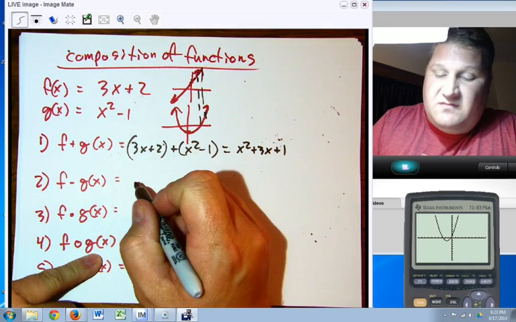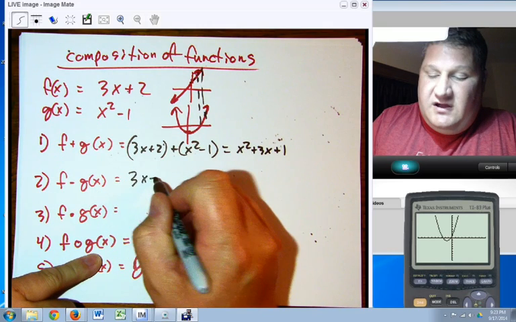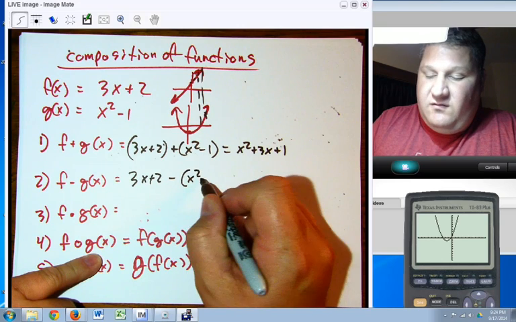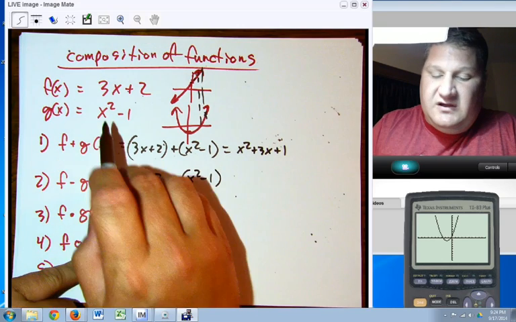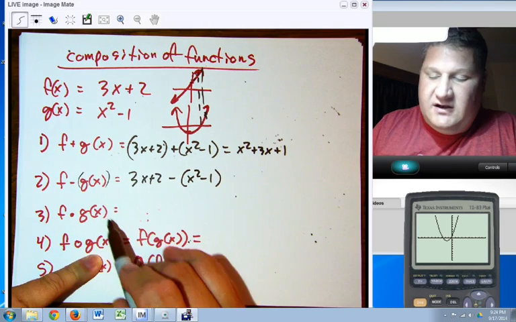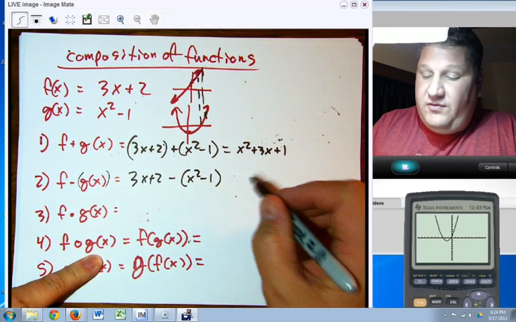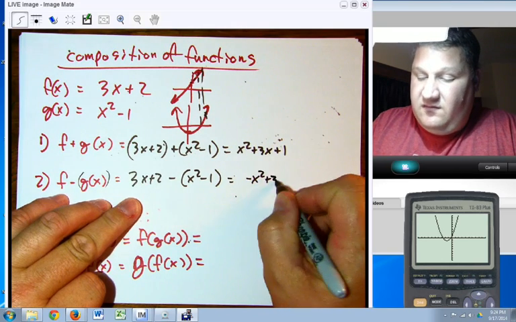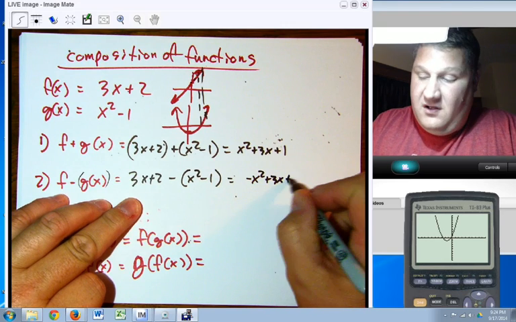So let's do minus. Come up with 3x plus 2 minus, and now I need to put x squared minus 1 in parentheses because it's minus the entire quantity. So I have to put the whole thing in terms of minus. So I would come up with negative x squared plus 3x plus 3.